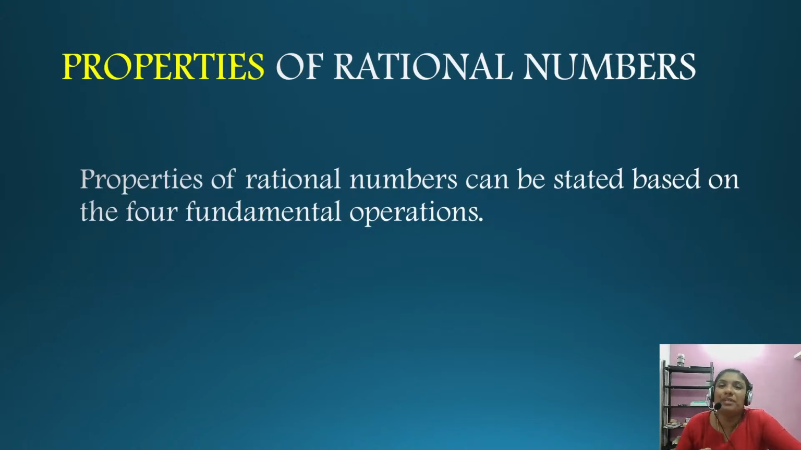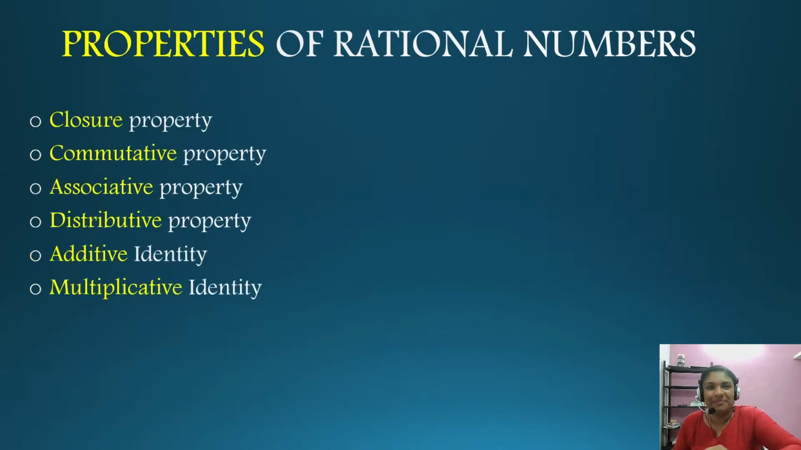Now comes properties of rational numbers. Properties of rational numbers are stated based on the four fundamental operations: addition, subtraction, multiplication, and division. Okay, let's see one by one. So these are the properties: closure property, commutative property, associative property, distributive property, additive identity, multiplicative identity. Along with this, you will get to know additive inverse, multiplicative inverse, etc. So let's see.